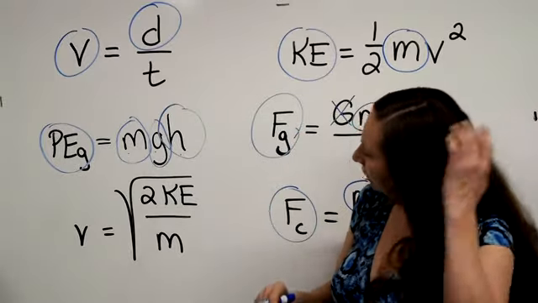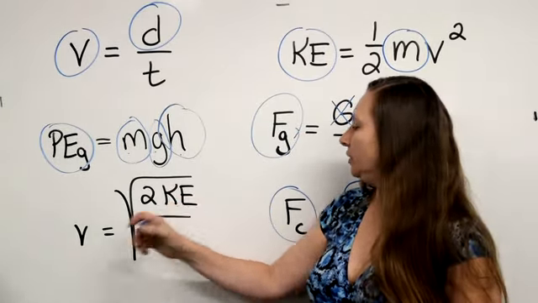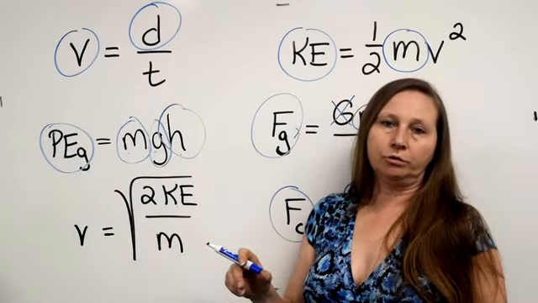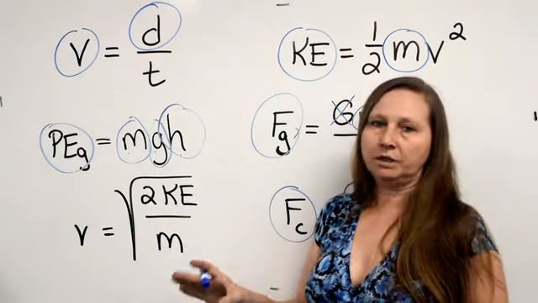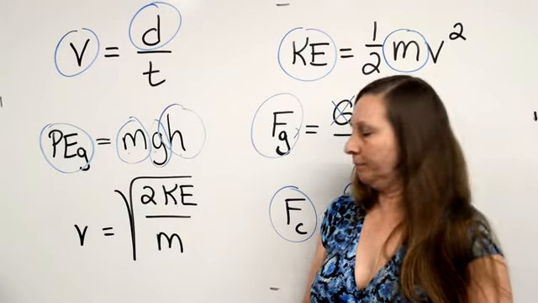Now, the reason we're not going to say that kinetic energy here is directly related to speed is because it's under a square root sign. So that's going to be a different type of relationship. The graph is going to look different. All right?